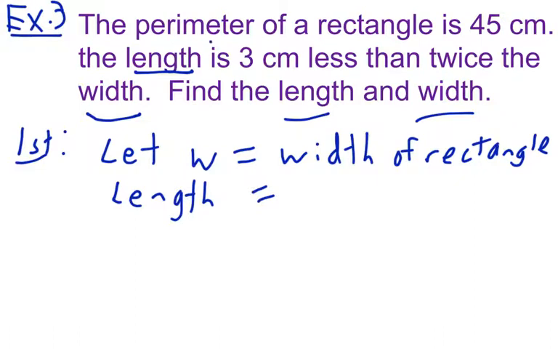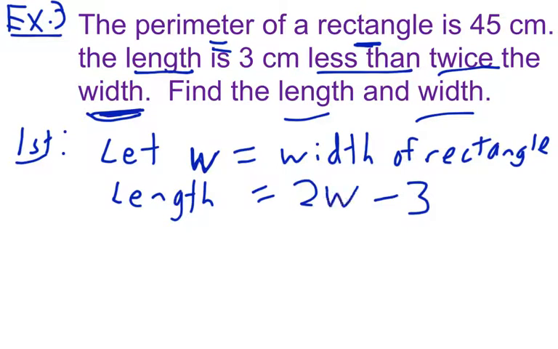it says the length is, means equals, it's 3 centimeters less than. Remember, less than means you subtract it from something. So we're going to subtract 3 from something. What are we subtracting it from? Twice the width. Well, we already know width stands for what? W. And twice the width means 2W. So notice we really only have one variable here, since they're related to each other. Okay, so the length is 2W minus 3. The width is just W.